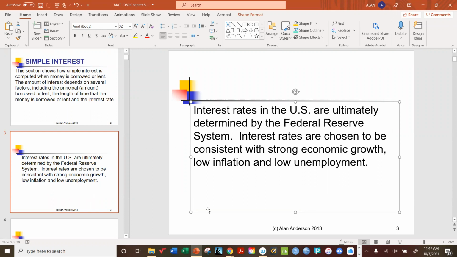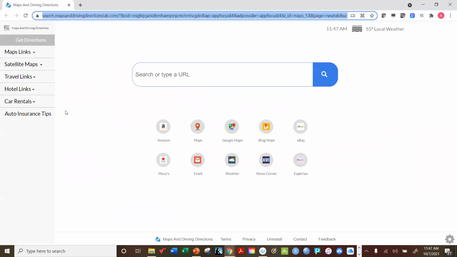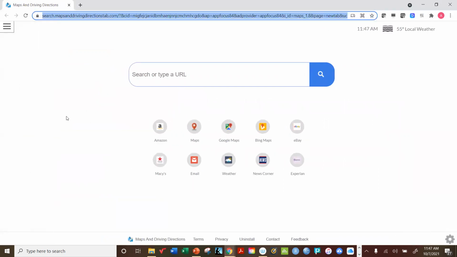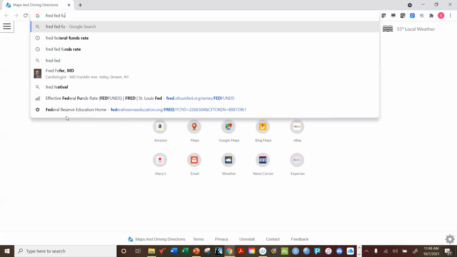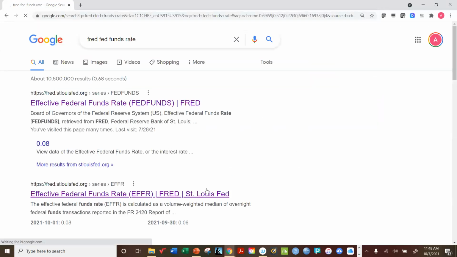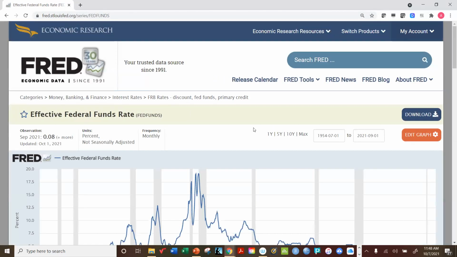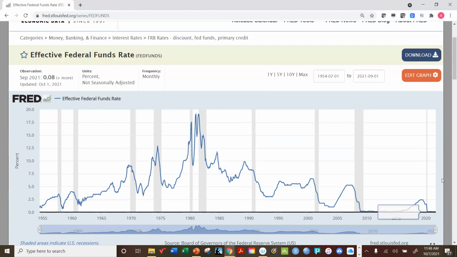But if you're curious about this, suppose you want to know what interest rates have looked like throughout US history. There's an excellent website called FRED, which stands for the Federal Reserve Economic Database. It is maintained at the St. Louis Federal Reserve Bank. And what we could do here is ask FRED to show us the history of the so-called federal funds rate. That's a rate of interest that banks charge other banks for loans. And so this is what it's looked like in the last 50, 60, 70 years.